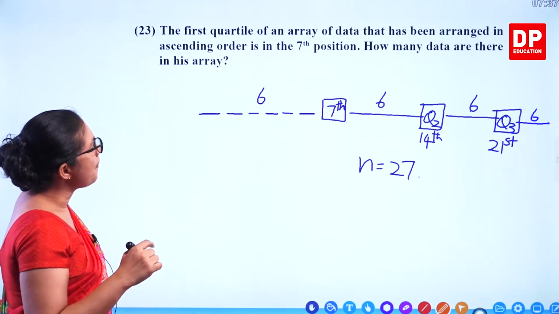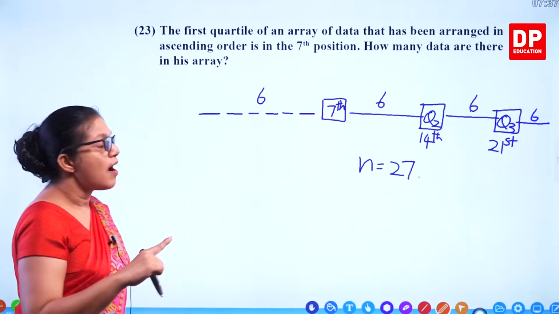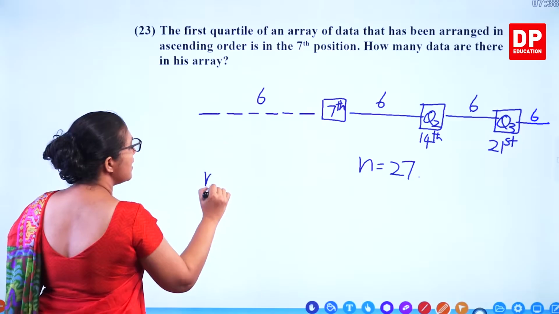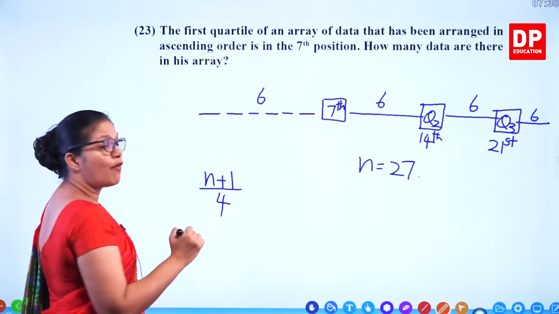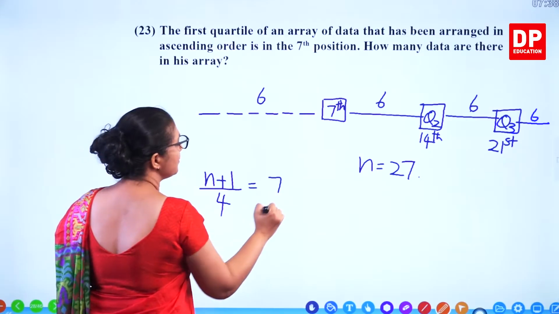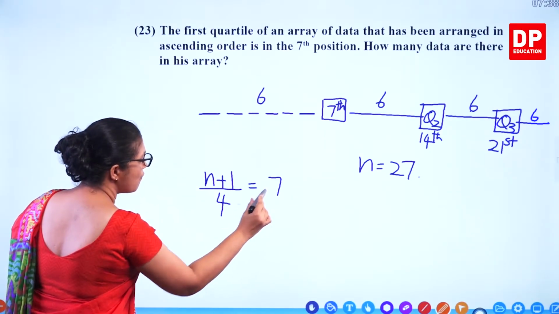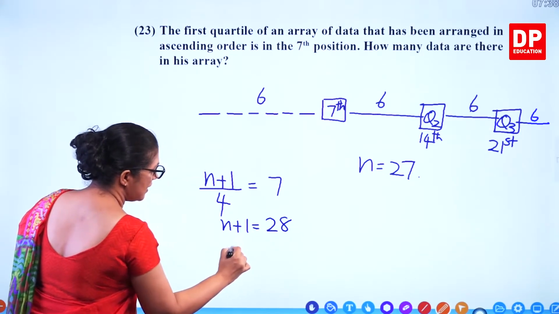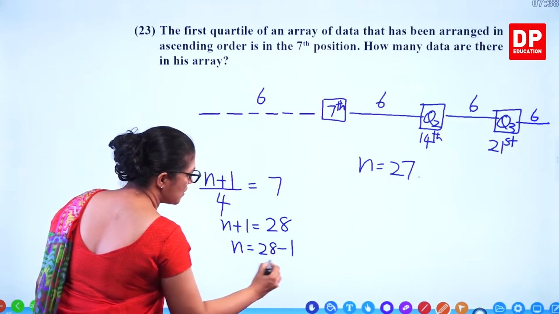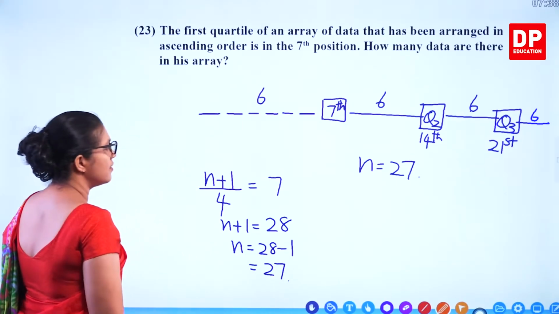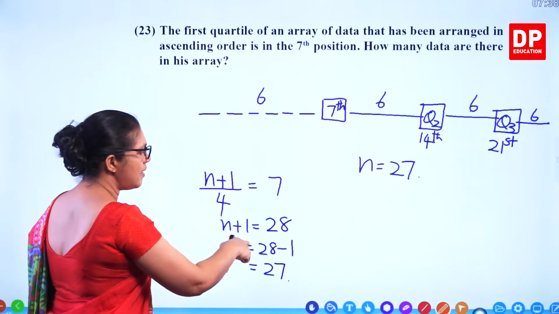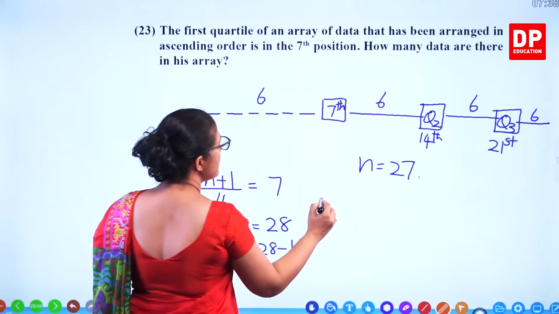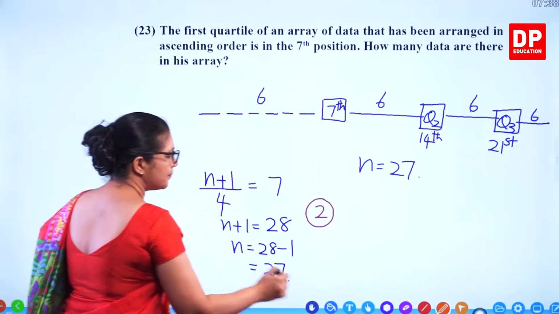What's the other method? We know if there are n data points, how do you find the first quartile? N plus 1 over 4. So that's equal to 7. So multiplying this by 4, you get n plus 1 equals 4 times 7, 28. Then n becomes 28 minus 1, 27. So you can either use that method or this method. So both ways you get the same answer. So 2 marks.